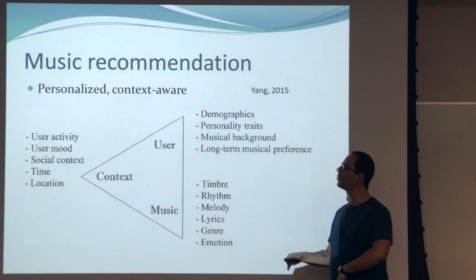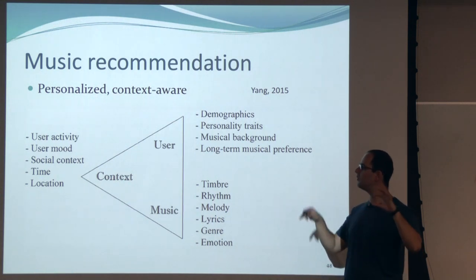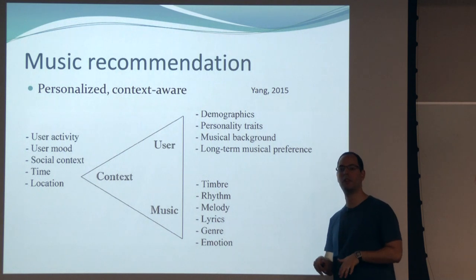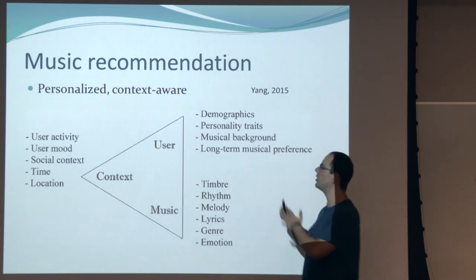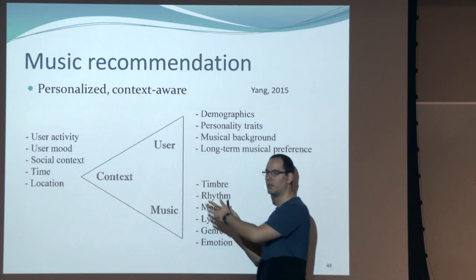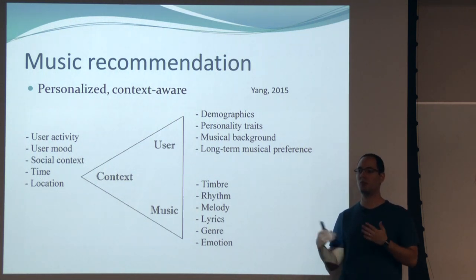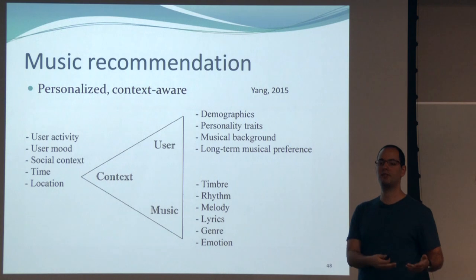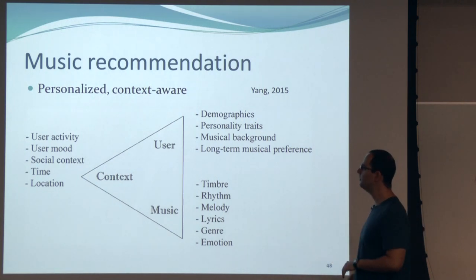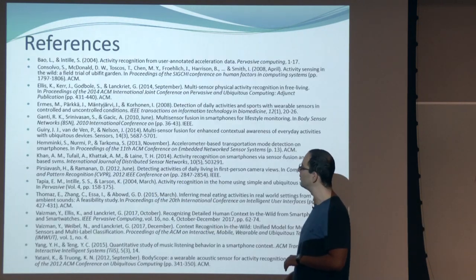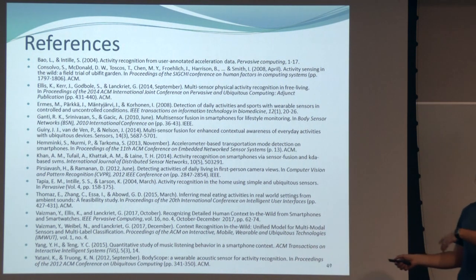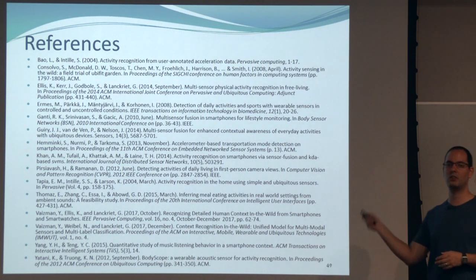Another example application is music recommendation. And in this work, they tried to tie different aspects, the context, the user, and the music. So to make the music recommendation first personalized to the user based on their personality traits and preferences, and also context aware, based and relevant to the current context. And before I go to talk about your own projects, here are the references. Again, if you saw something interesting, please look up the reference and go read the paper.